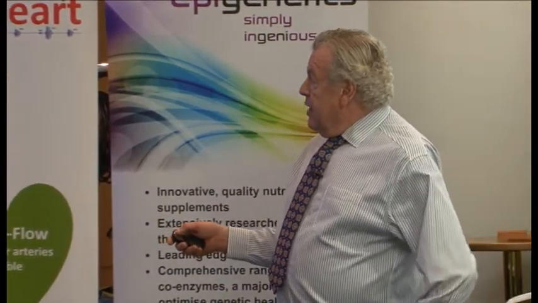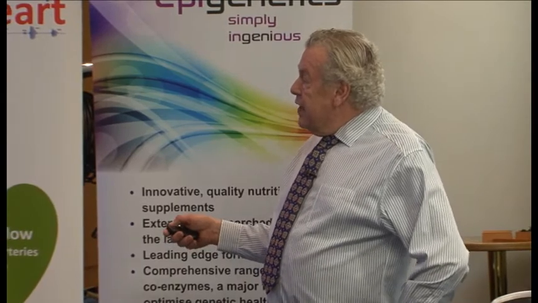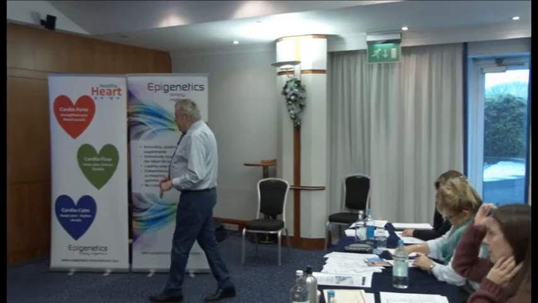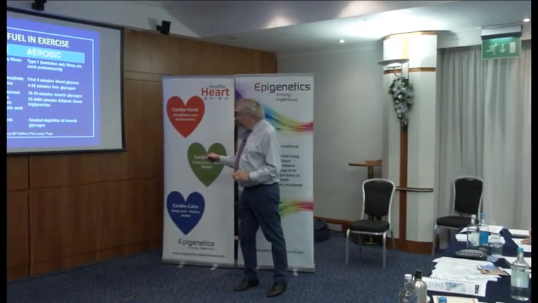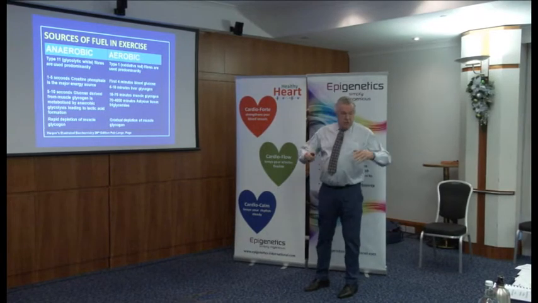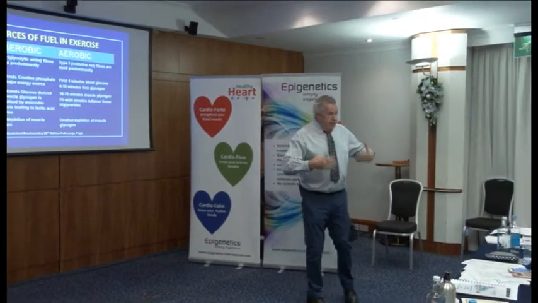Now, aerobic-wise, you use oxidative red fibers predominantly, and you get the first 4 minutes from blood glucose. So you've got your blood glucose level up to optimal, and you've got about 4 minutes if you're exercising aerobically before you run out of fuel. At 4 minutes to 18 minutes, you start to mobilize glycogen, which remember needs the P5P, from the liver.